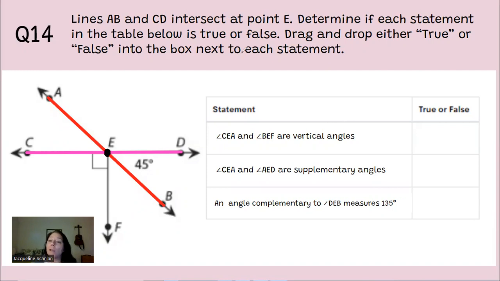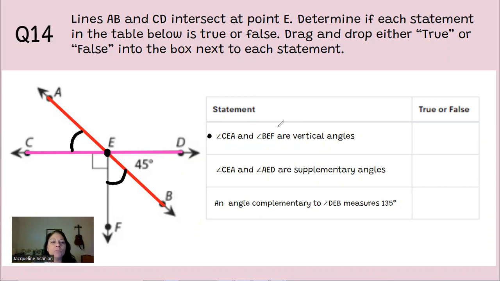Now, remember, I'm just giving you some sample types of questions. Your job is to really thoroughly be able to use the slideshow to help remind you of all the different types of angles that are formed. On the practice test, the first question is asking us if angle CEA, which is this angle right here, and angle BEF, which would be this angle right here, are vertical angles.